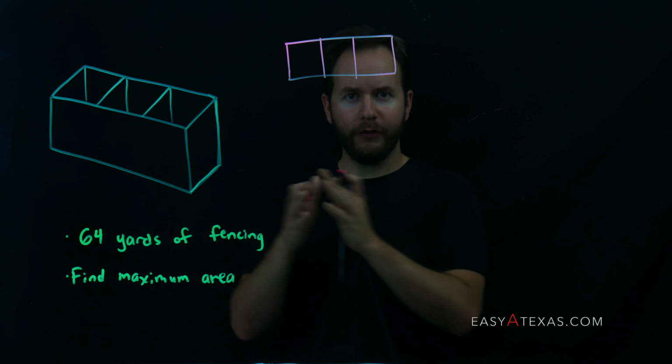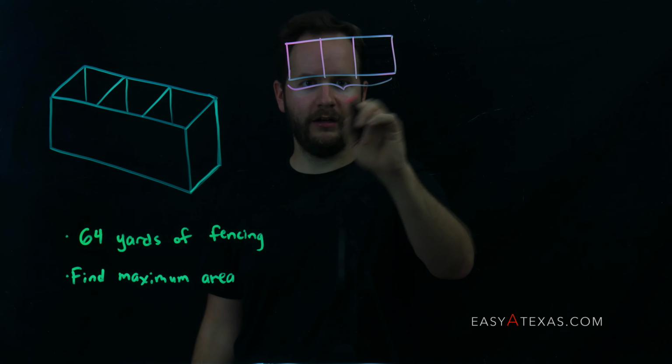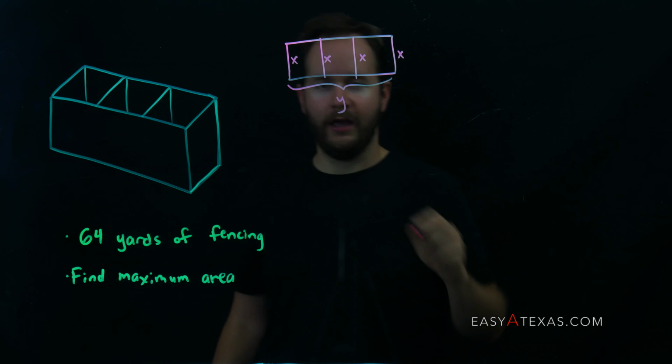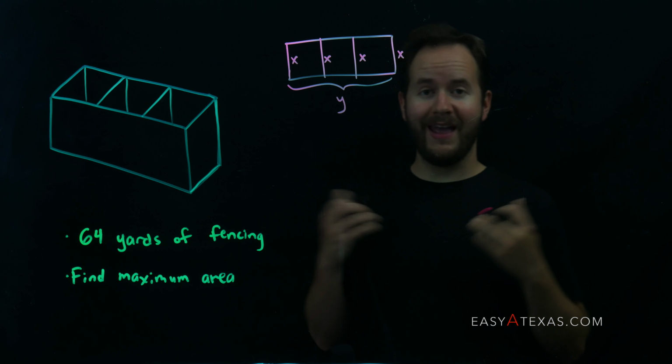I'm going to call the long side of this rectangle Y. I'm going to call the short side X. Okay, the area of this kennel would be X times Y.